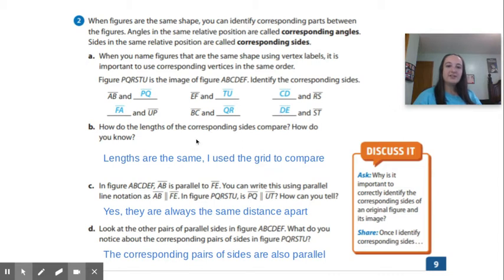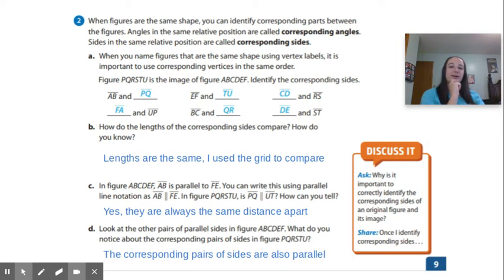So how do the lengths of the corresponding sides compare? We know that the lengths are the same. Like we talked about, the long length of AB that was 7 units long is equal to the long length of PQ, which is also 7 units long. And we can compare that with the grid by counting the number of boxes.